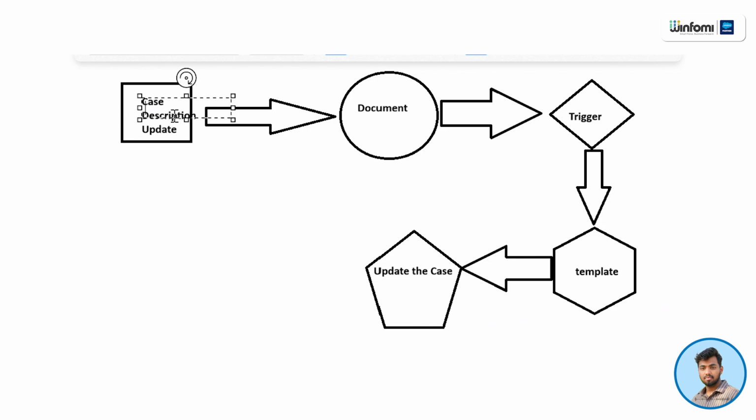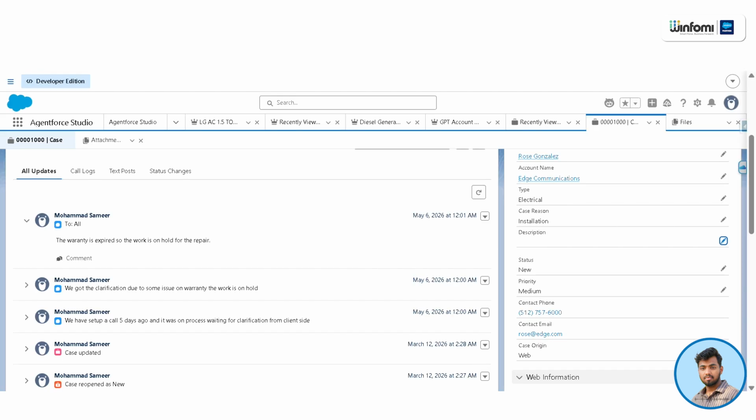This is the step we are currently following. First of all, the case is created and the description needs to be updated, and then we will upload the document. Once the document upload is done, it will hit the trigger. There is a trigger written on the content document. Once that trigger fires, it will call our template, and it will return the data, and then that data will get updated to the case record. This is how the process is going on right now. So let's go and I'll show you how it is happening.